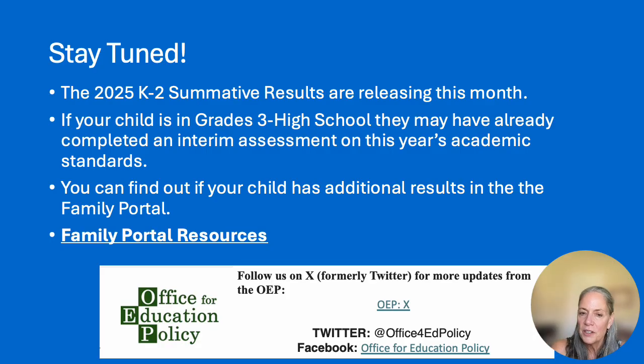So if your child is in grades 3 through high school, they may have already completed an interim assessment on this year's academic standards, and you can get into the family portal and take a look at those scores. I have a video from last year that talks about how to understand the interim scores. It's kind of important because the interims test on all the grade level standards based on expectations for the end of the year. So it's not unusual for students to start out with lower scores on the very first interim they take at the beginning of the year. But if you need more information, you can check out that video on our YouTube channel.